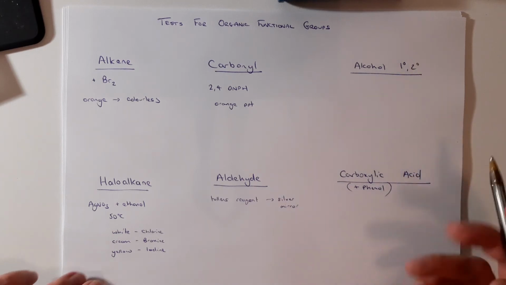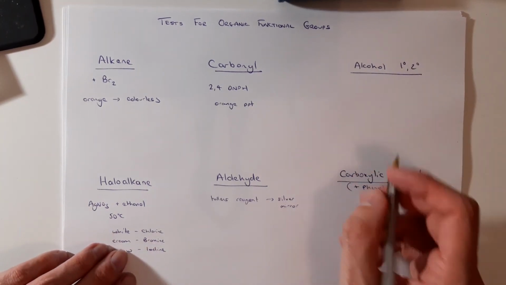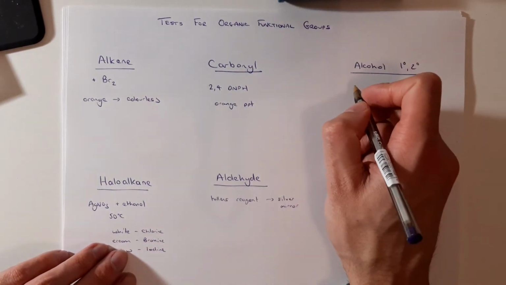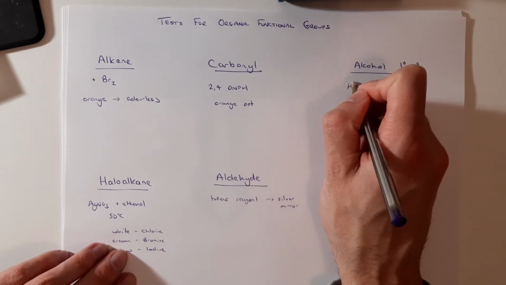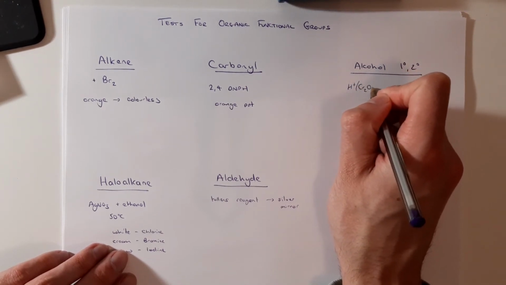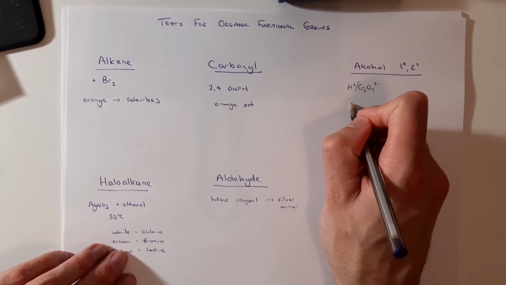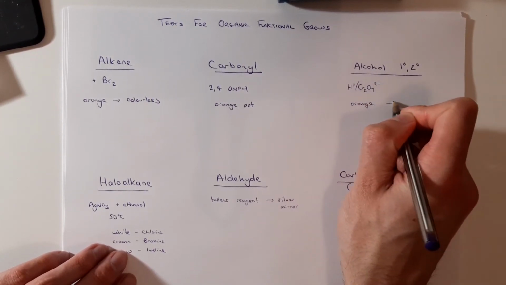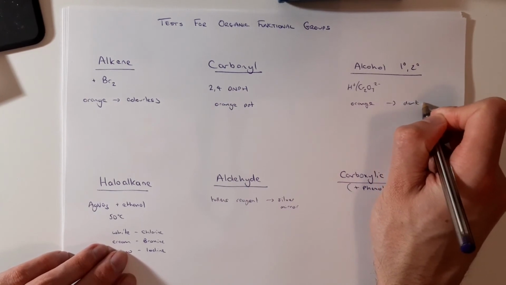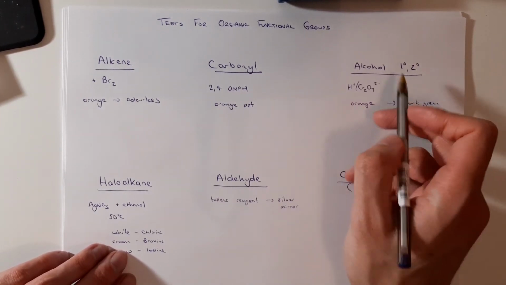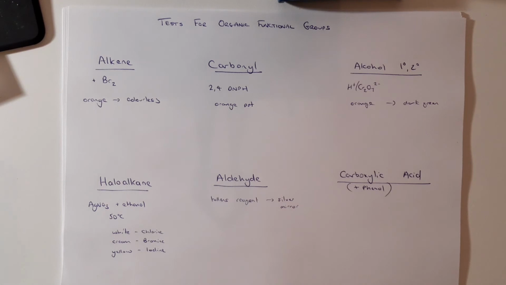For our alcohol, and this only works for primary or secondary alcohols, we're going to heat with acidified dichromate. Now this oxidizes it, and it will go from orange to dark green. Now it only works for primary and secondary because tertiaries don't oxidize, but our primary or secondary alcohols will oxidize.